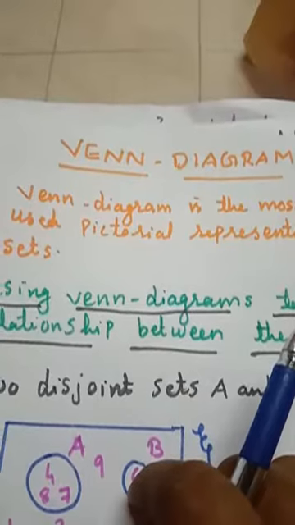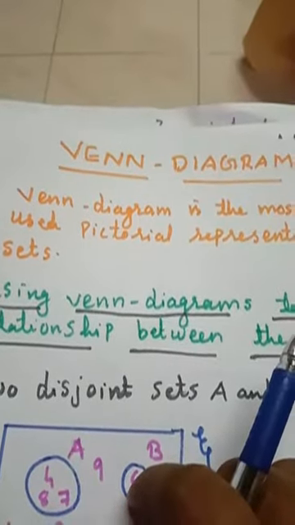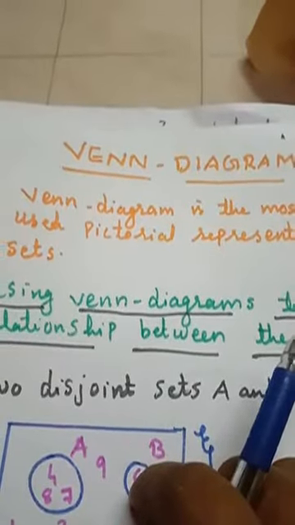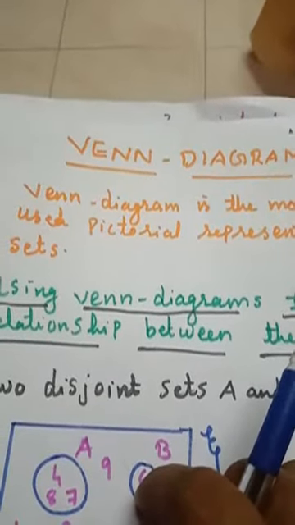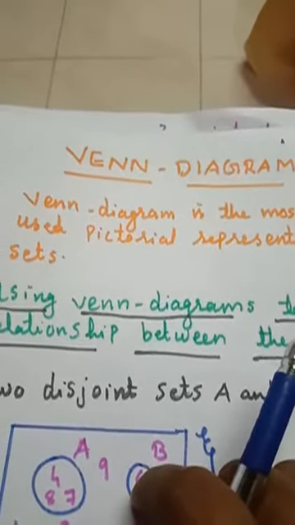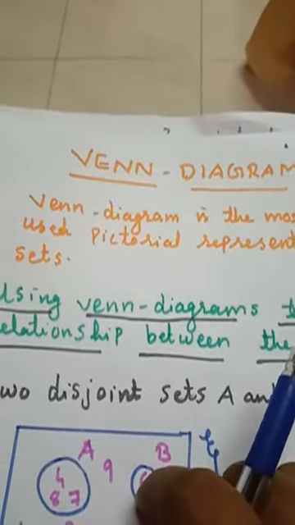Usually the sets are denoted in picture form by using this Venn diagram. Okay, and this is invented by John Venn. That's why it got the name Venn diagram.